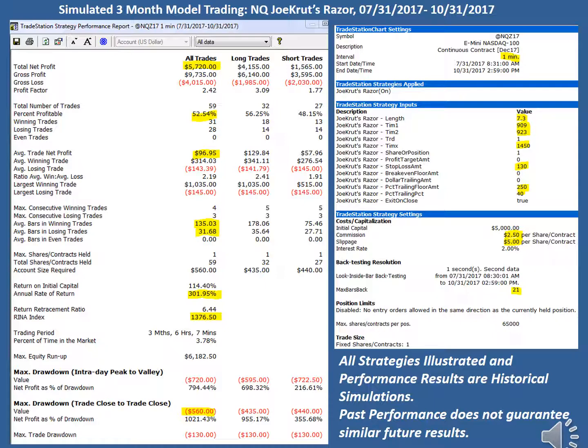Annual rate of return is 300%. That's a little better than our 59%, so that's what I'm looking for. And the drawdown, trade close to trade close, is only $560.